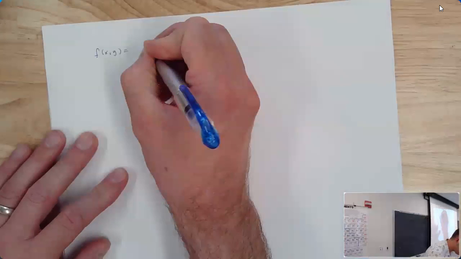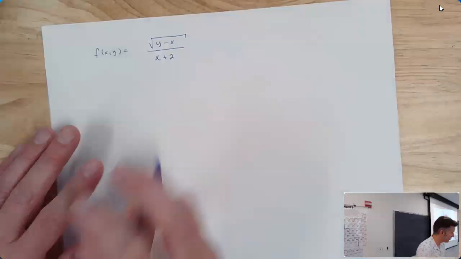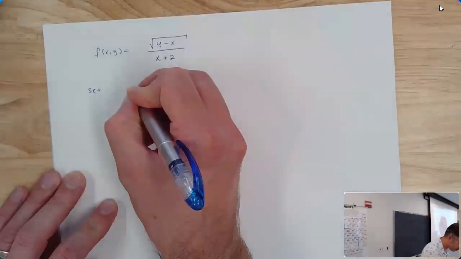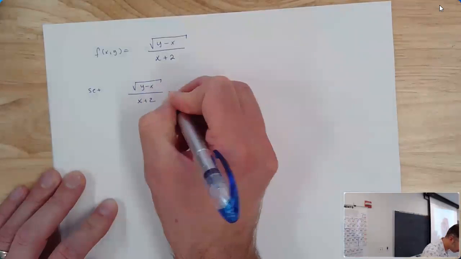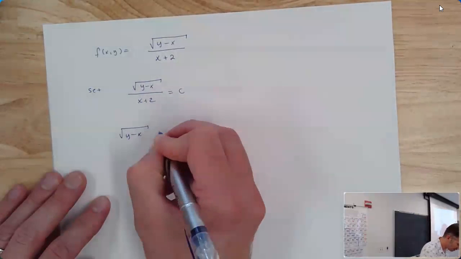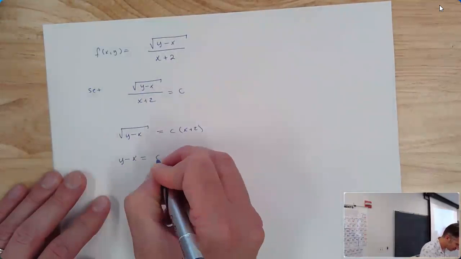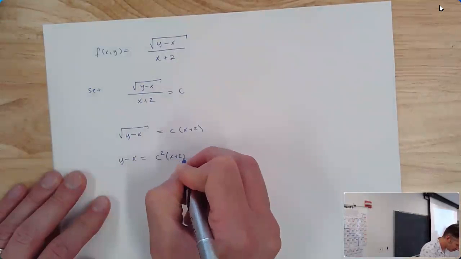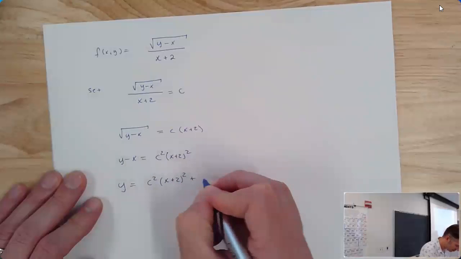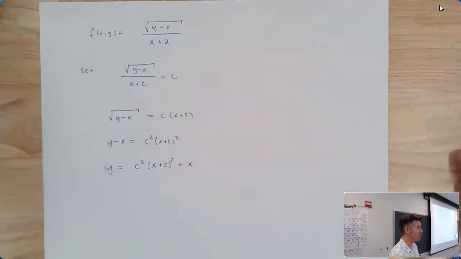So for this function, if we were going to try and find level curves, here's what you would do. You would set this equal to c, and then you would solve for y. So you're going to get the square root of y minus x equals c times x plus 2. Square both sides, and then add x. So our level curves should look like parabolas.